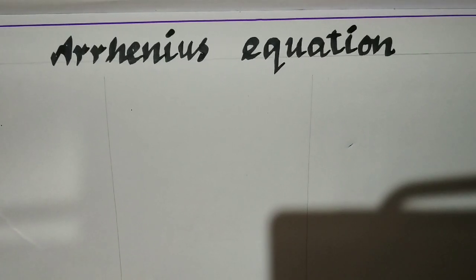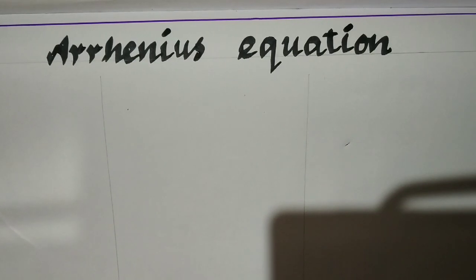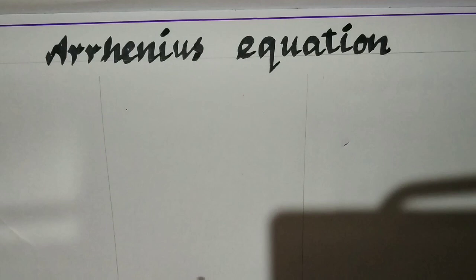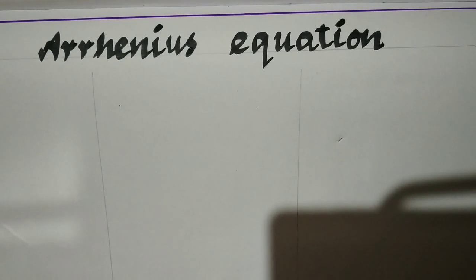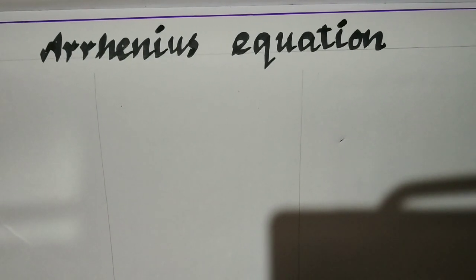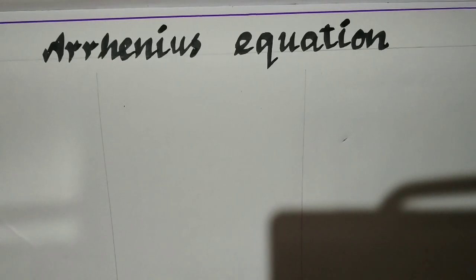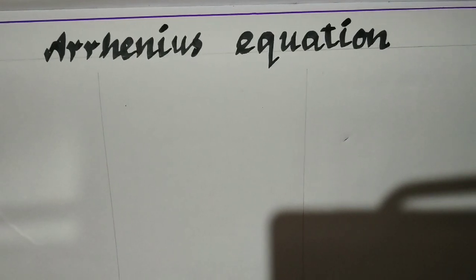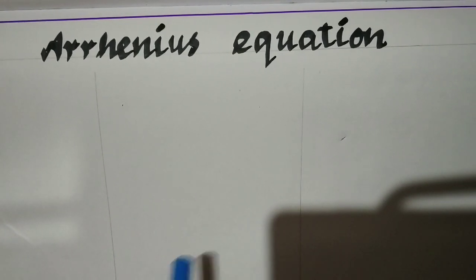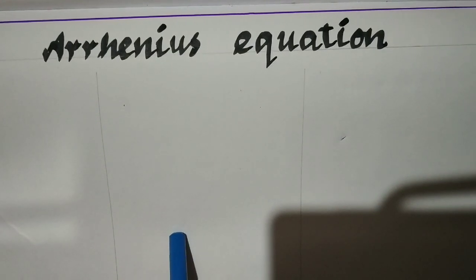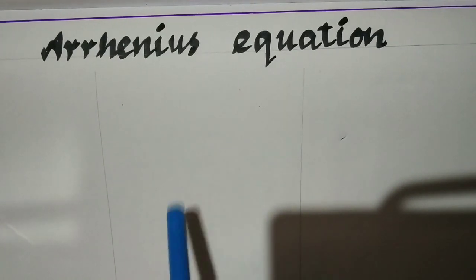Children, today we are going to learn the Arrhenius equation: the effect of temperature on reaction rate. This equation was proposed by Arrhenius, who gave an explanation regarding the effect of temperature.